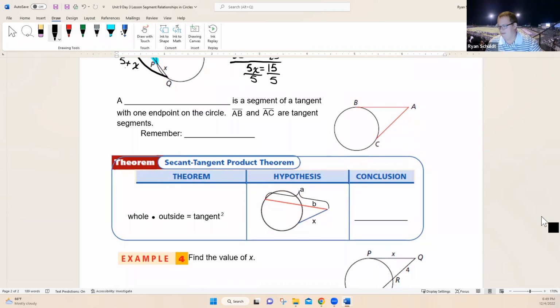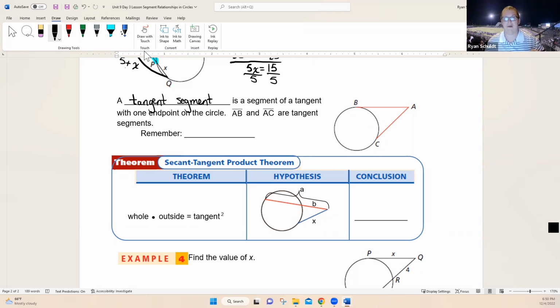And the last one. A tangent segment is a segment of a tangent with one endpoint on the circle. AB and AC are tangent segments. So if this segment were to keep going, it would just touch that circle at B. That's what makes it a tangent segment. If it were a full line, it would just touch that circle at one point and then keep going.